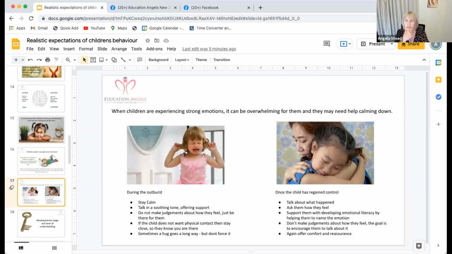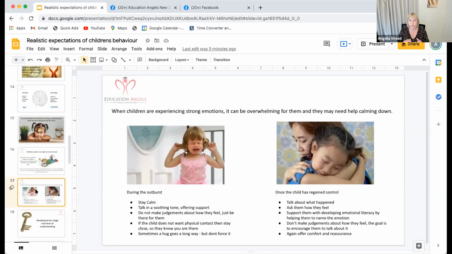A great way to teach children about emotional intelligence or emotional literacy is through storytelling. It could be that you make up a story at bedtime about a child that was in a similar situation and how they dealt with that situation, so that you're not giving them a lecture or shaming them about what happened, because it's already a very stressful situation for the child.